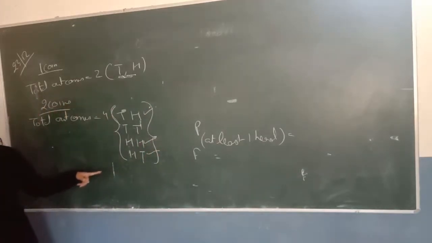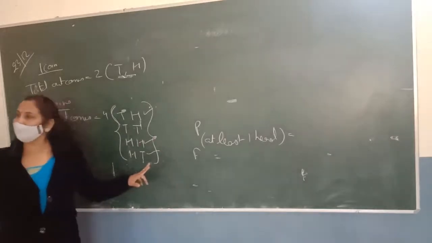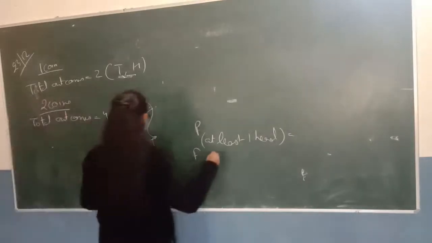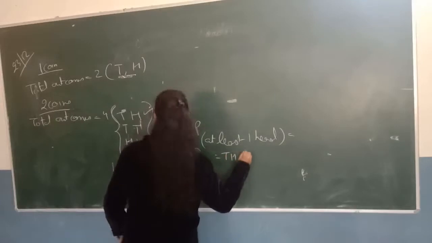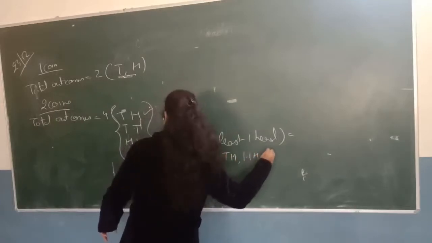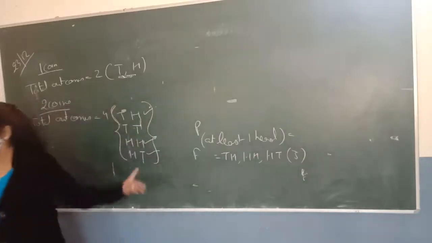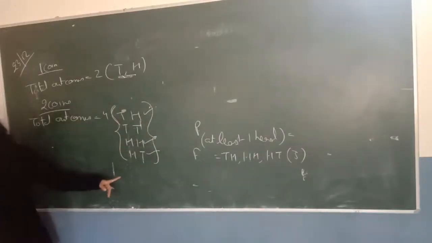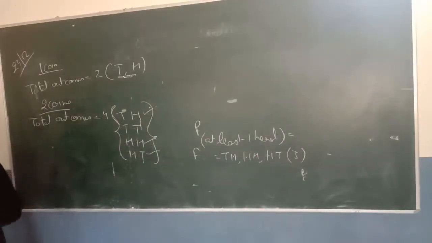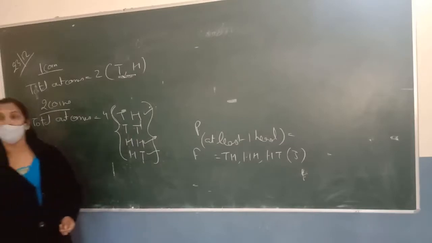For at least 1 head, is it clear? हाँ, at least मतलब कम से कम इतना, उससे ज़्यादा भी काउंट करेंगे आप सर. So favorable outcomes हो गए tail head, head and head, and head and tail. These are the 3 outcomes. And total outcomes are 4. These 4 are the total outcomes. So what is the probability? 3/4. Okay. Now the next one is the at most.